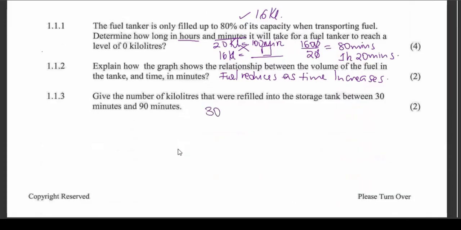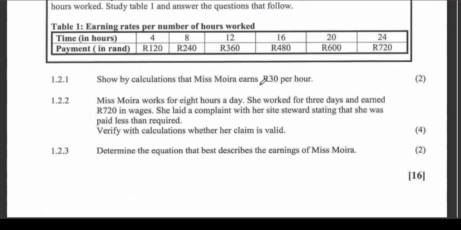In 30 minutes, they had 14 kiloliters. And in 90 minutes, they were remaining with 2 kiloliters. So what is the change here? It's 12 kiloliters.